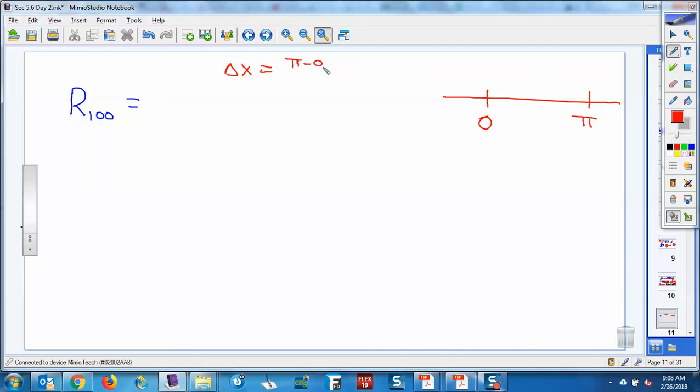You'll have 4 left rectangles on one of the pictures, 4 right rectangles on one of the pictures, and 4 midpoint rectangles on one picture. So the width is gonna be pi minus 0 over 100, which is pi over 100.